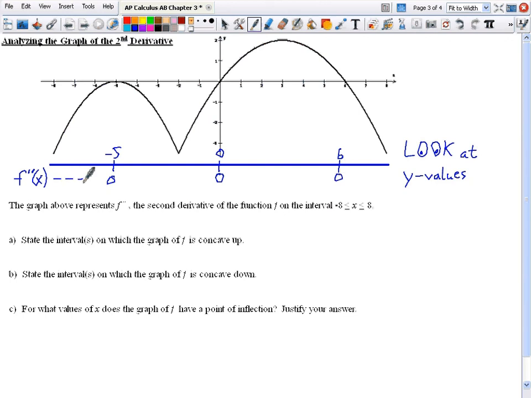And that concludes the notes on the topics of analyzing the graph of the velocity function and analyzing the graph of the second derivative.